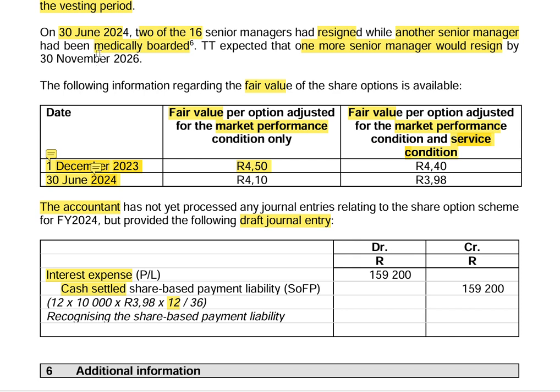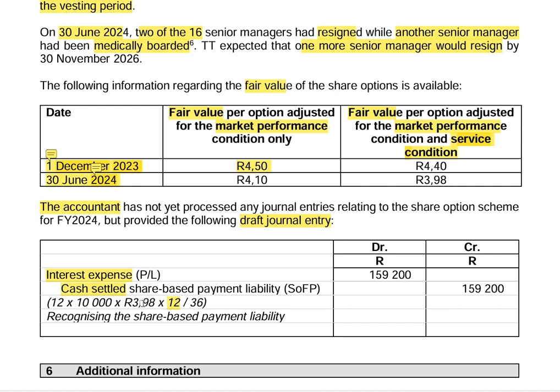Why? Because the accountant included the medically boarded employee, who should not be excluded because this person will still participate in the share-based payment, as they are still an employee of the organization. So the only employees that should not be considered in the calculation of this equity reserve are the 2 employees that resigned plus 1 that is expected to leave. So that should be 13 and not 12. And then 10,000 is correct.